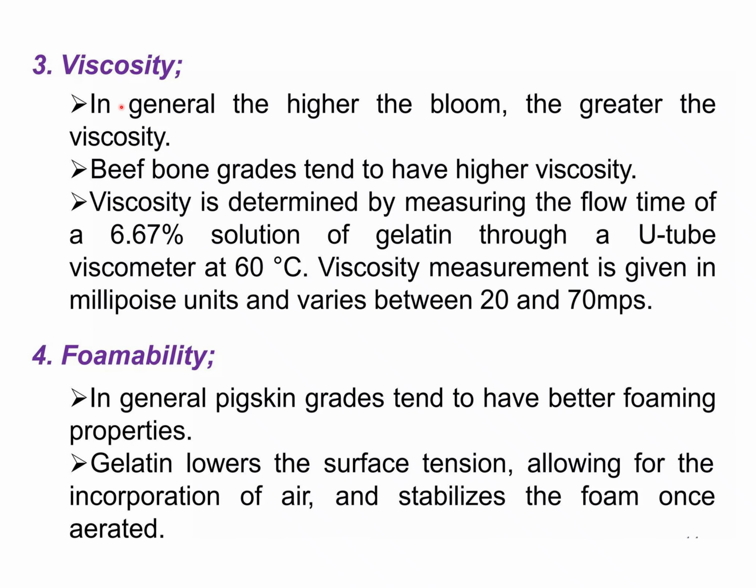The next one is viscosity. In general, the higher the bloom, the greater the viscosity. Beef bone grades tend to have higher viscosity. Viscosity is determined by measuring the flow time of a 6.67% solution of gelatin through a U-tube viscometer at 60 degrees Celsius. Viscosity measurement is given in millipoise unit and varies between 20 to 70 millipoise.